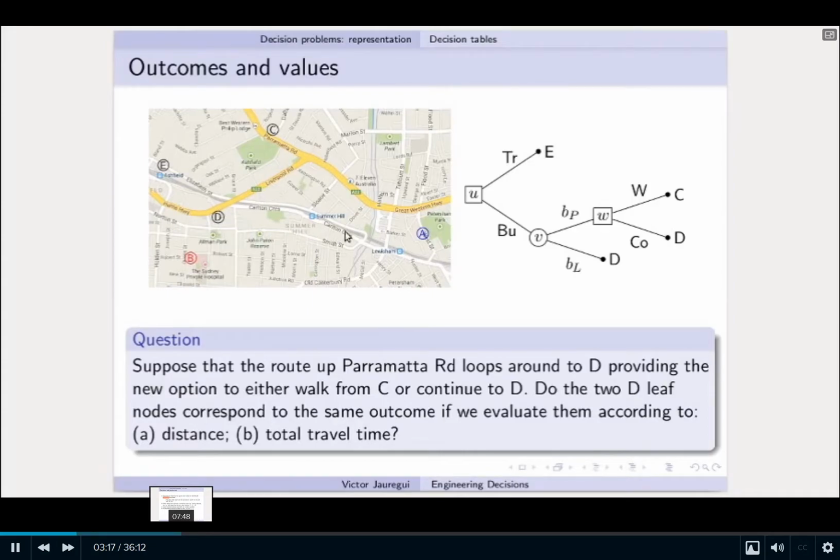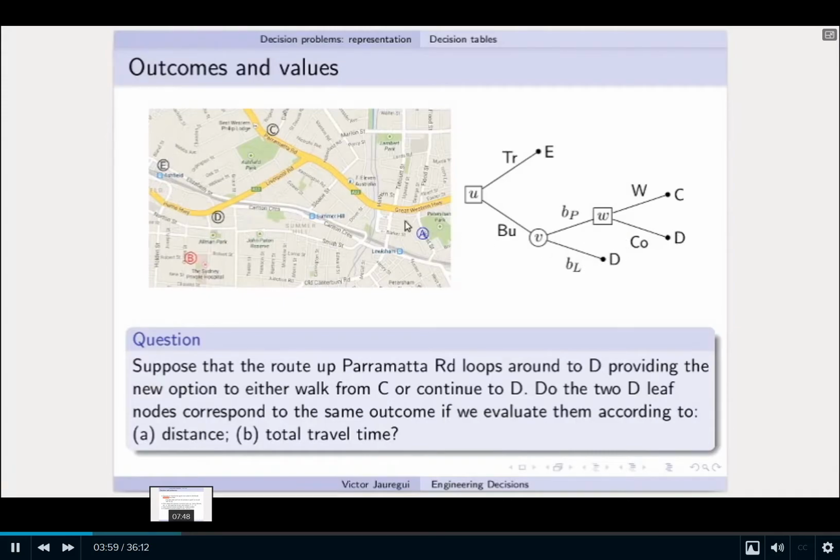Right. So our decision tree, our initial point, we have to choose to catch a train. Let's suppose we choose catching the bus, and the bus goes up Parramatta Road. Then we have the choice, once we're here, to get off here or to continue around. So now we say we have a second choice. Our initial choice, let's say we're looking at the situation where we choose the bus, we have a second choice at that point, which is to alight at C and walk the rest of the way, or to continue and get off at D.